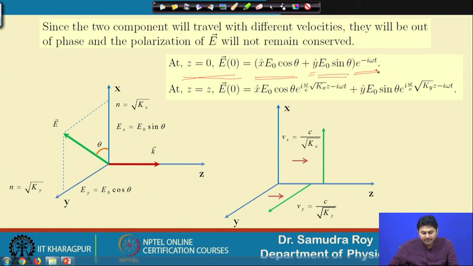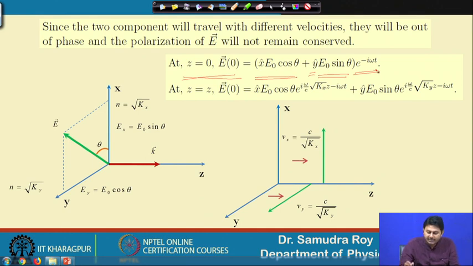Now, what happens if I increase the distance? That means the electric field is now moving along the z direction, because k is along the z direction. So the x component will see a refractive index, and this refractive index, or the velocity, is c by root over k x.